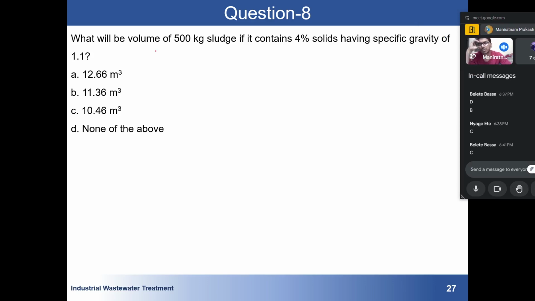We have one sludge of 500 kg. The solid content is 4%. We know that when we have sludge, we have two parts. One is water, whose density is 1 gram per liter, and then we have solid.